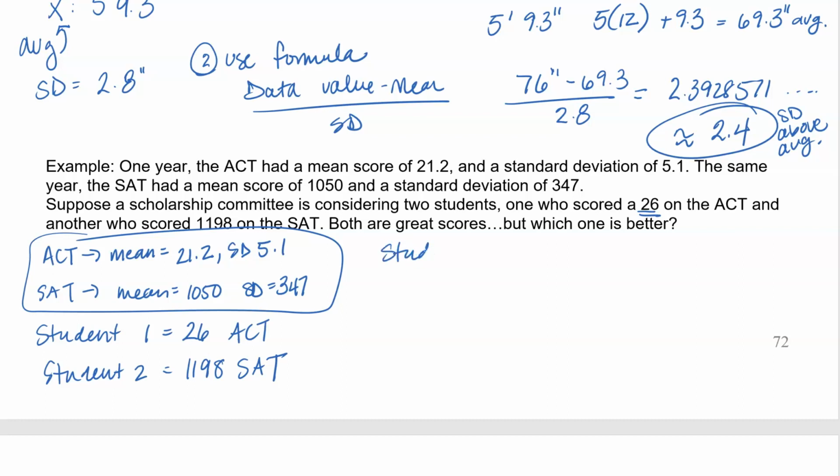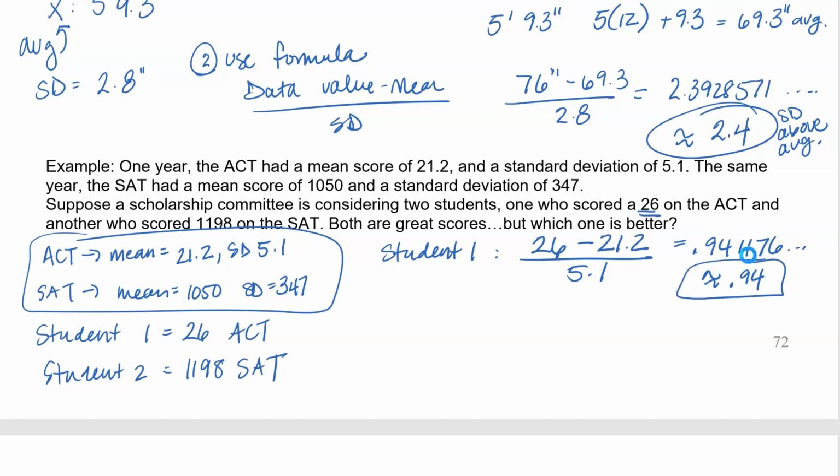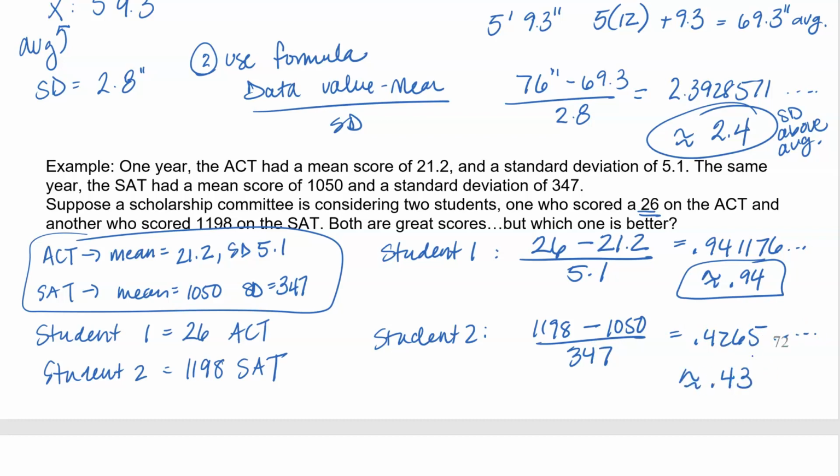So let's just do student 1 first. We're going to use the formula. Student 1 took the ACT, so their data value is 26 minus the average for ACT, divided by the standard deviation for ACT. If we work that out, we get approximately 0.94. This didn't tell us how to round, so I'm just going to round to 2 decimals. Then student 2 on the SAT scored 1198. That's the data value minus the average, so 1050 divided by 347, and we get 0.4265... Rounding to 2 decimal places, we get 0.43.